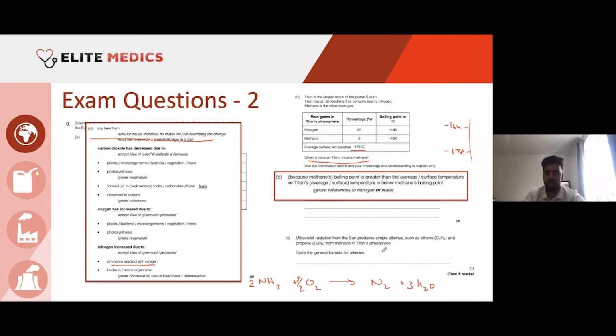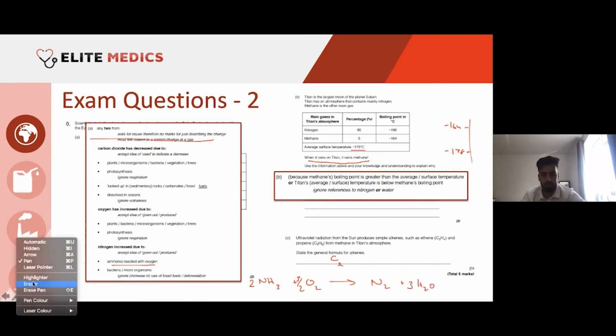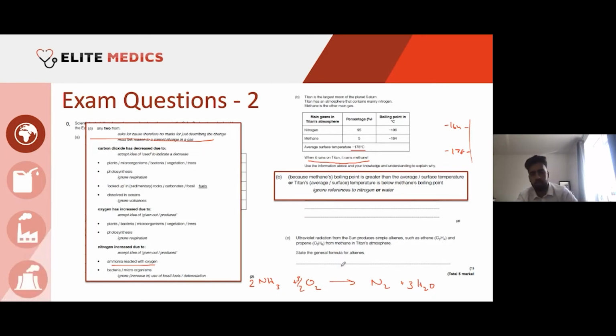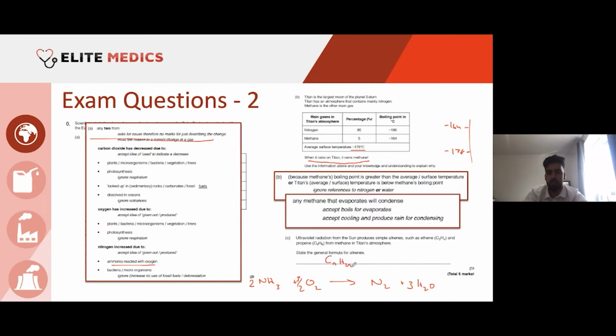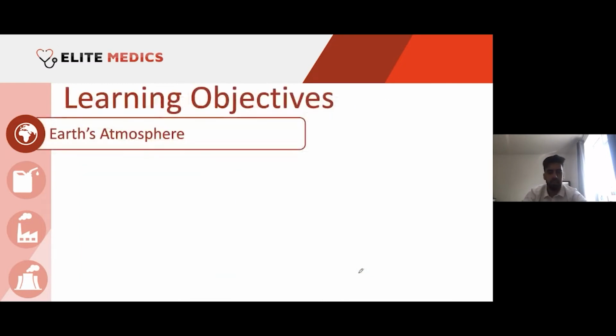Okay. Ultraviolet radiation from the sun produces simple alkenes such as ethene and propene from methane in Titan's atmosphere. State the general formula for alkenes. This is something we're going to look at in the next portion of the lesson, but this is general formula it says. So the general formula is going to be CnH2n. Okay. Yep, CnH2n. Great.